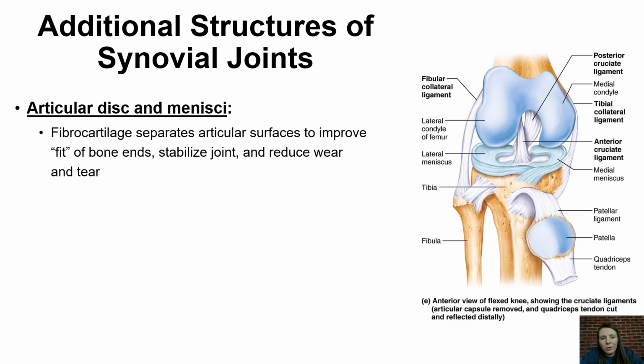So in addition to ligaments, we also have some other structures within synovial joints. So for example, articular discs and menisci.